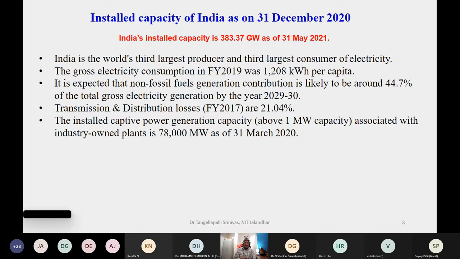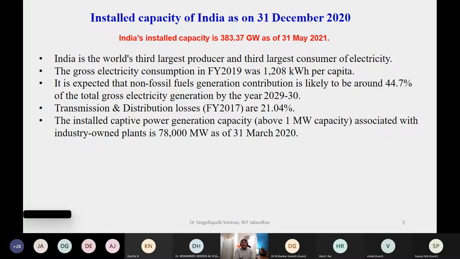The installed captive power generation capacity, measured above 1 megawatt and associated with industry-owned plants, is 78,000 megawatts. Here we excluded capacity below 1 megawatt. But in fact, for standby power generation, in the majority of cases like institutes, and even at the domestic level, there are units starting from few kilowatts, 50 kilowatts, 100 kVA, and many such standby diesel power sets are available. Excluding that itself, 78,000 megawatts is there.